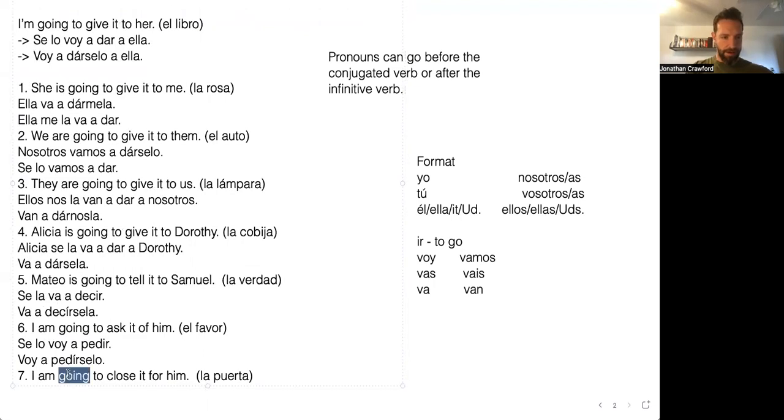All right. So we have, I am going to close it for him. And it's talking about la puerta. La puerta is a door. I'm going to close it for him. Se la voy a cerrar. Cerrar means to close. Se la voy a cerrar. Or how else can we say it? Voy a cerrarse la.